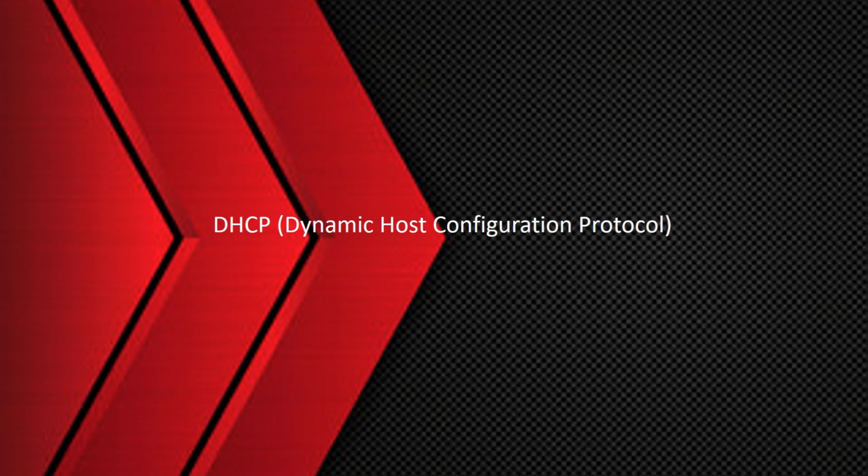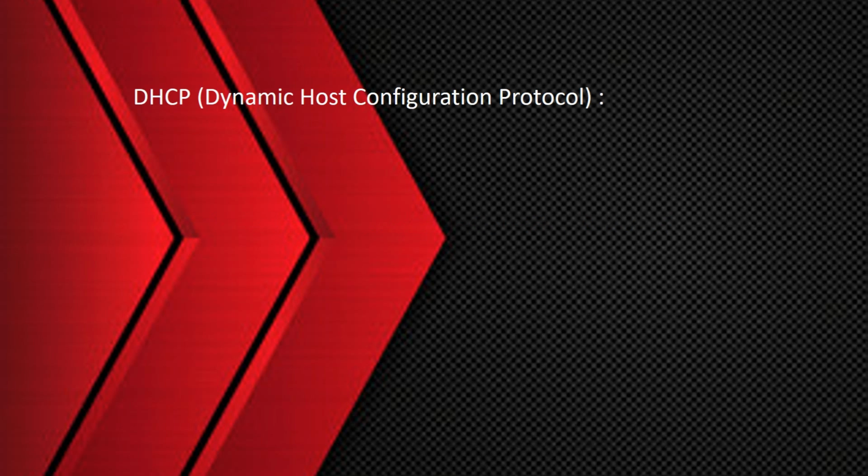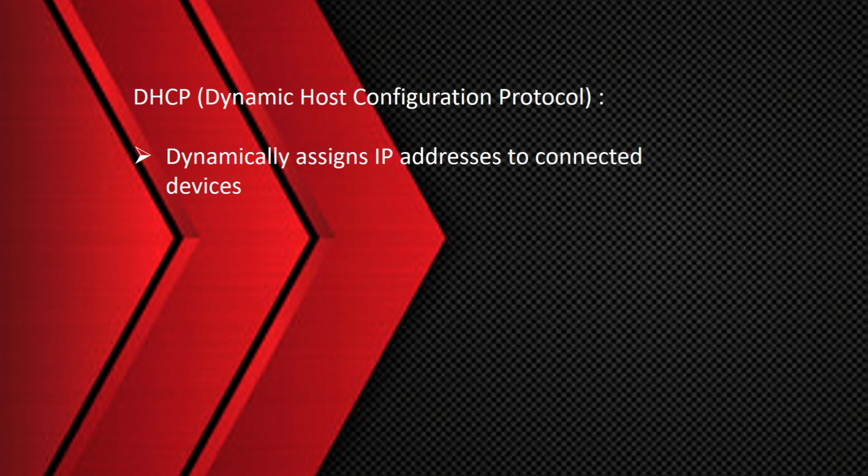Next one we're going to talk about is DHCP. Very common in the network world. Dynamic Host Configuration Protocol. Very common. It dynamically assigns IP addresses to connected devices. You plug your computer onto a switch, you need an IP address. You log in to Wi-Fi somewhere out in public or in your network, you need an IP address. Everything runs off IP addresses.